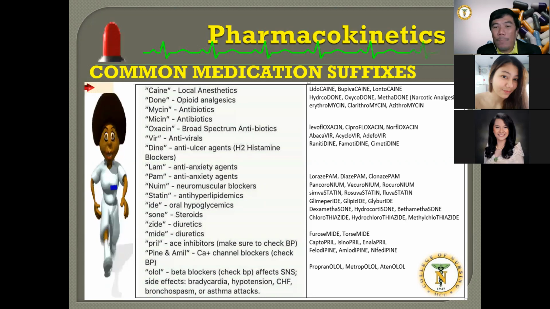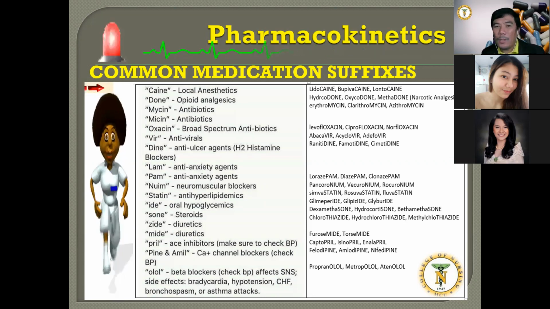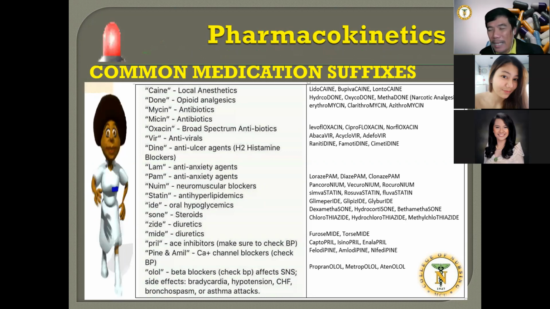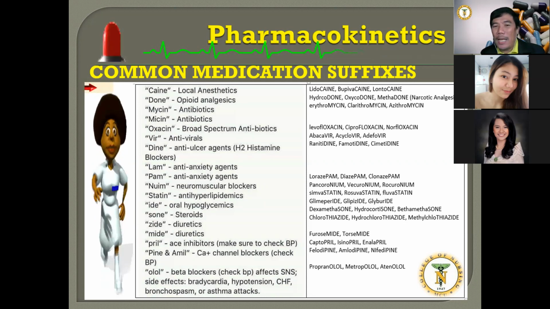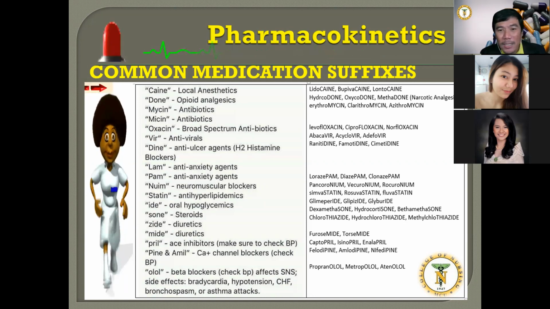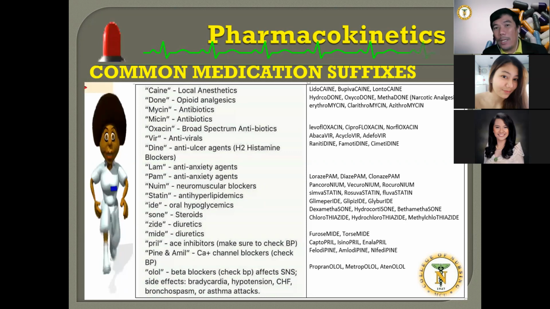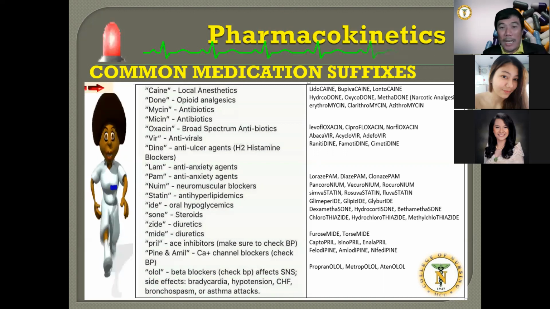So those drugs are drugs ending in "-zide": chlorothiazide, hydrochlorothiazide, methylclothiazide, anything that ends in thiazide. And the other one is anything that ends in "-mide", such as furosemide, torsemide. So actually, what is important here that you must know are the suffixes. You may not anymore focus on the sample drugs because this will really guide you.